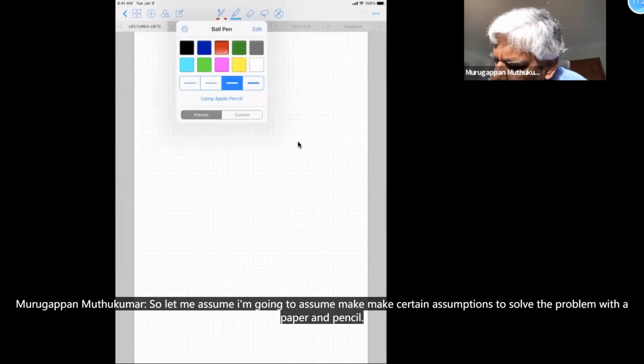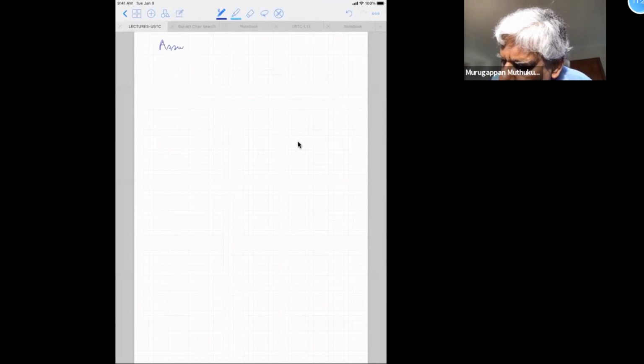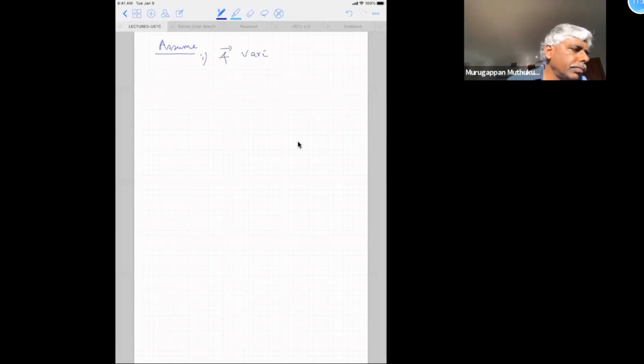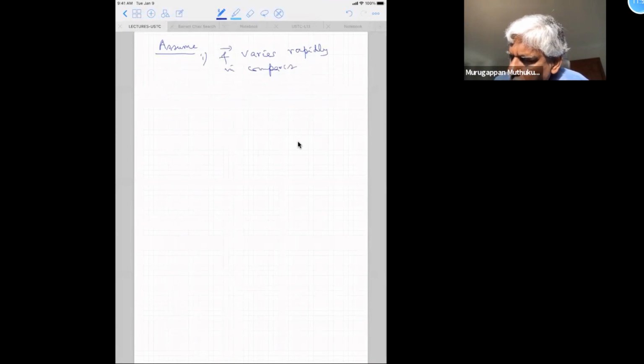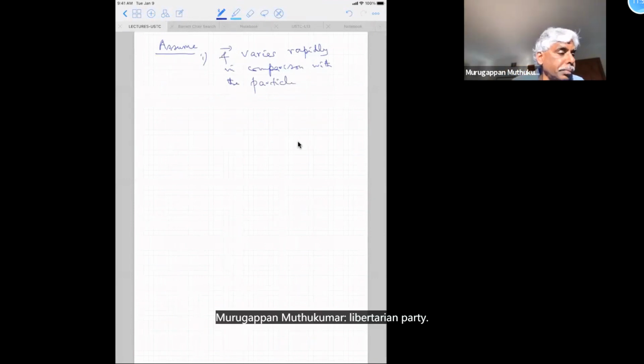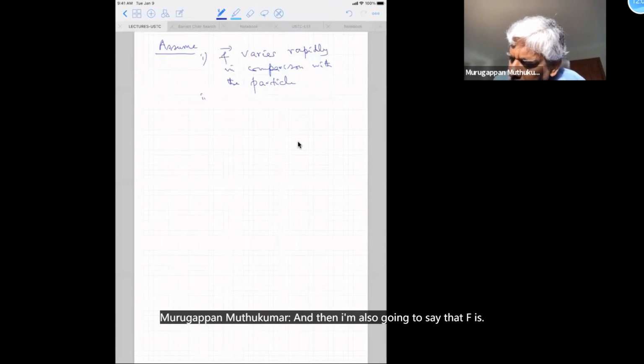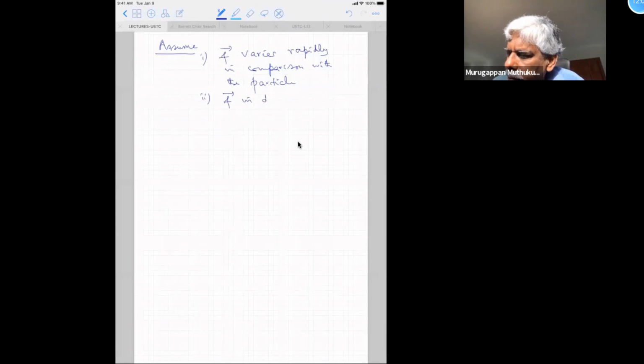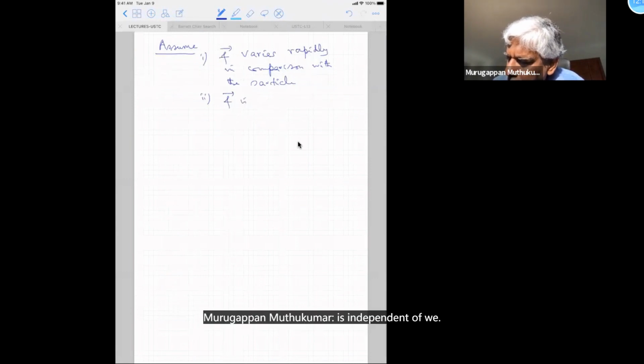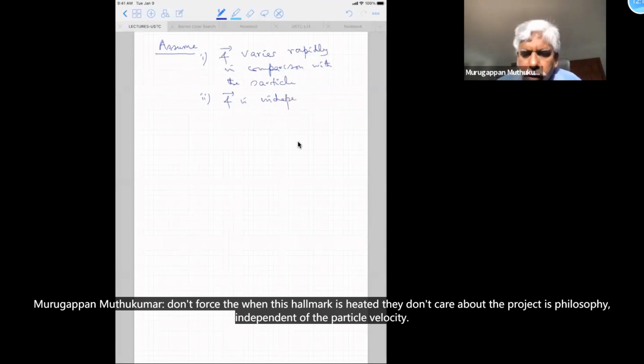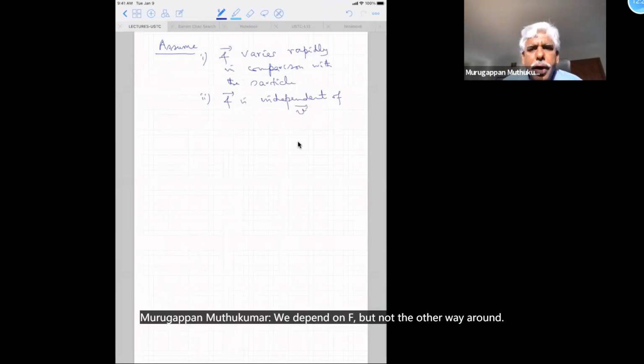I'm going to make certain assumptions to solve the problem with paper and pencil. So number one, I'm going to say F varies rapidly in comparison with the Brownian particle. And then I'm also going to say that F is independent of V. The random force, when the solvent molecules hit, they don't care about the particle's velocity, independent of the particle velocity. Okay. V depends on F, but not the other way around.